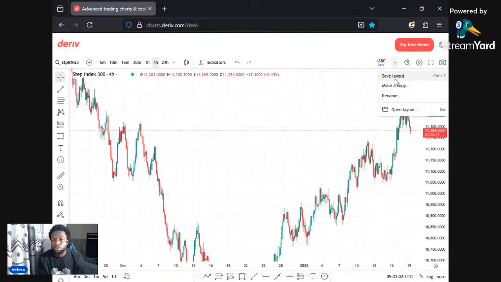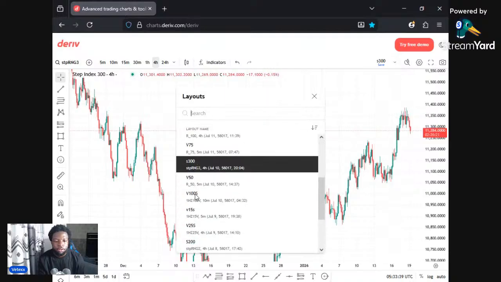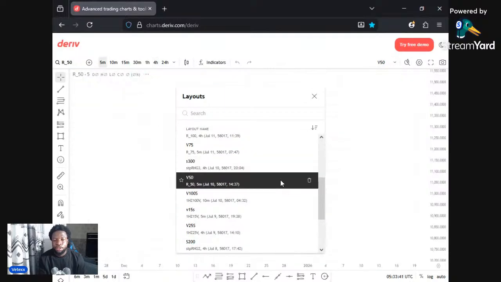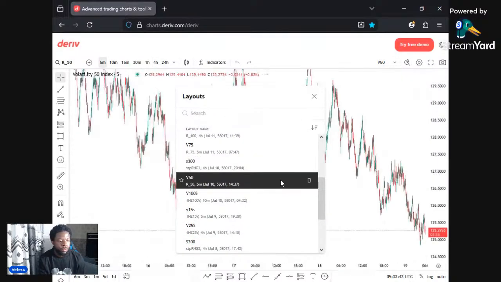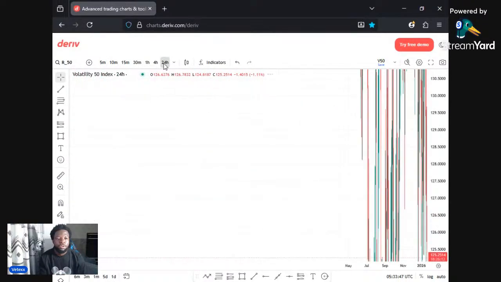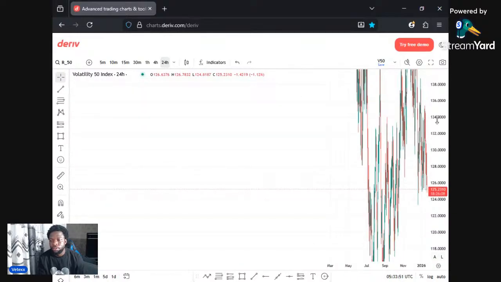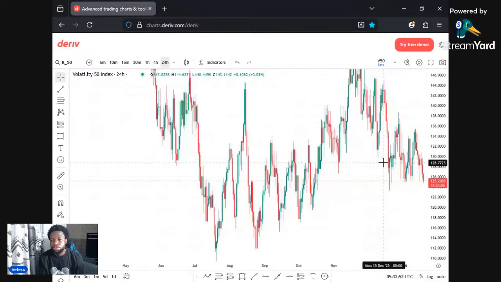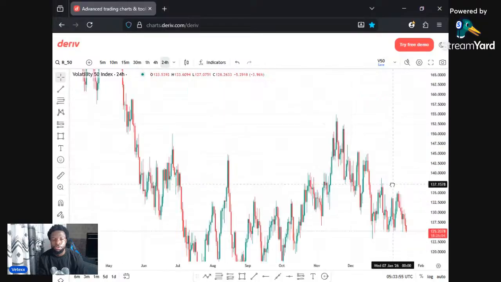So the next we are going to be checking is volatility 50 index. We'll start from the 24-hour time frame as usual, and check if there's something on the 24-hour time frame on V50.